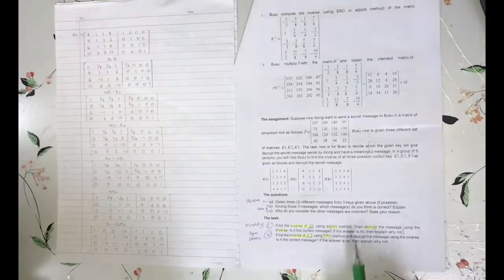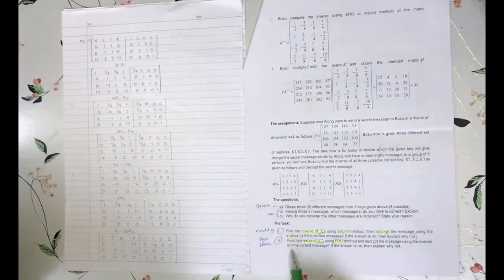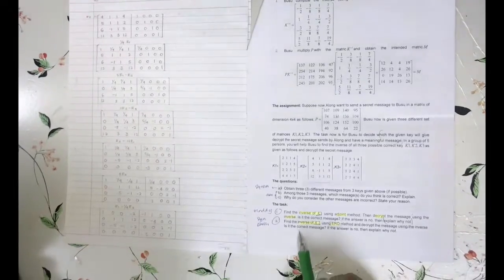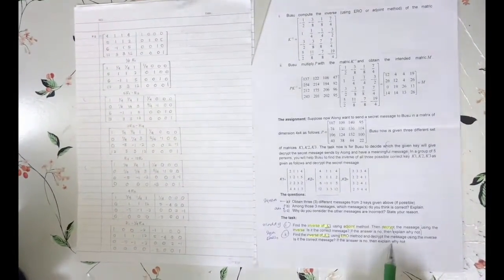So for the next task, we need to find the inverse of K2 by using the ERO method, and decrypt the message using the inverse. And is the inverse correct when multiplying with the P? If the answer is no, then explain why not.